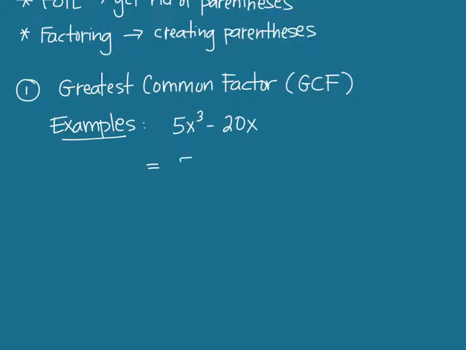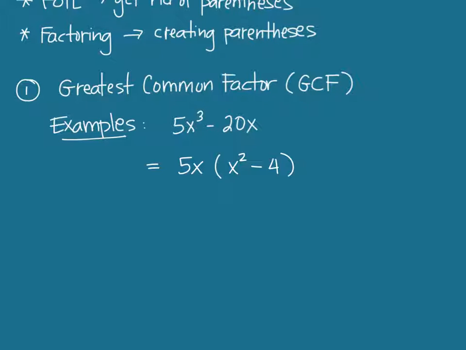So what we would do with that 5 and x is we would write it outside, and then we create parentheses for what's left over. So when you take a 5 and 1x away from 5x cubed, you're left with x to the power of 2. And then you subtract, and then when you take a 5 and an x away from 20x, what are you left with? 4. How do you check your work? You would distribute it again, and that would be a quick way to check and make sure you didn't make some kind of bonehead mistake there. You just check your work.